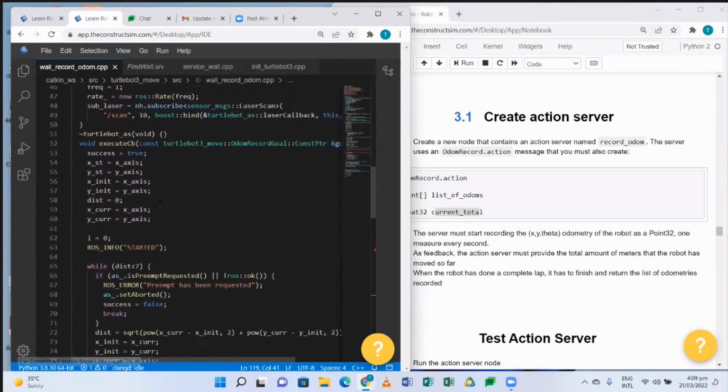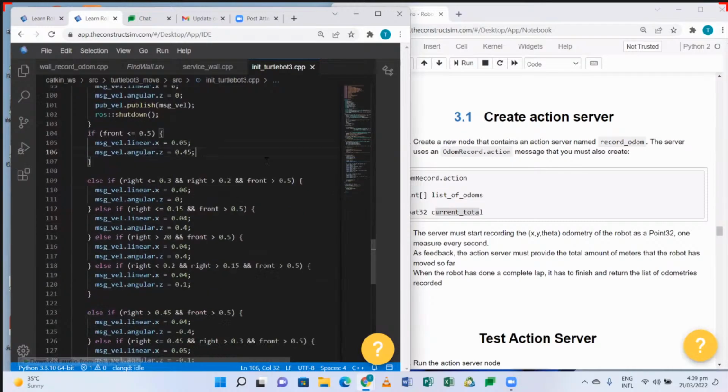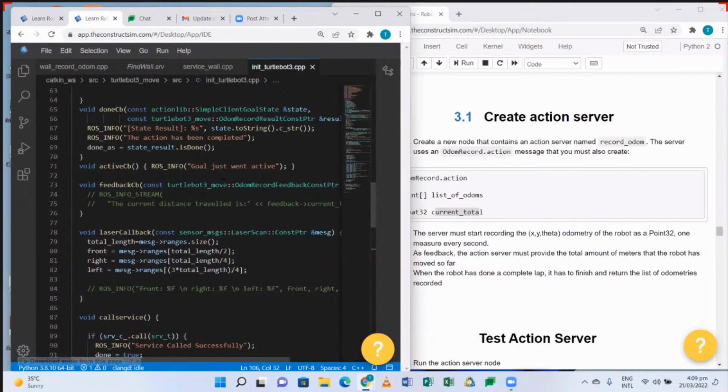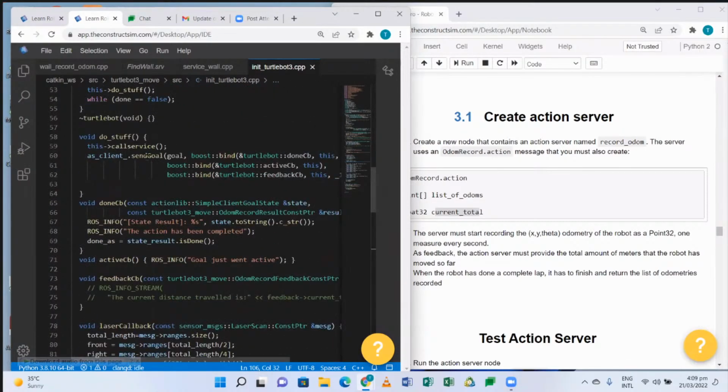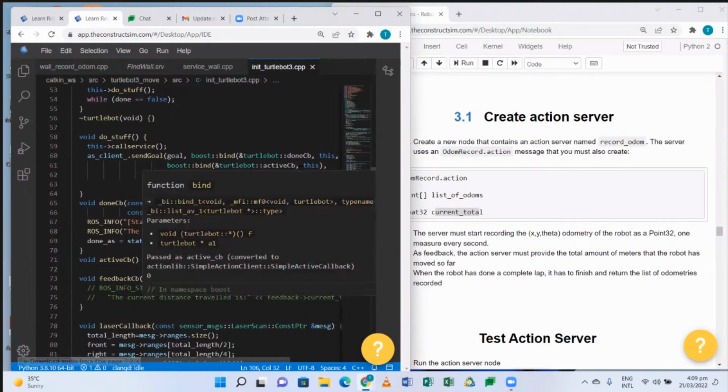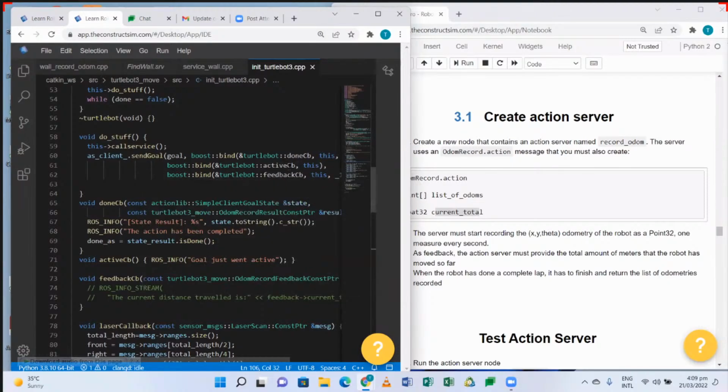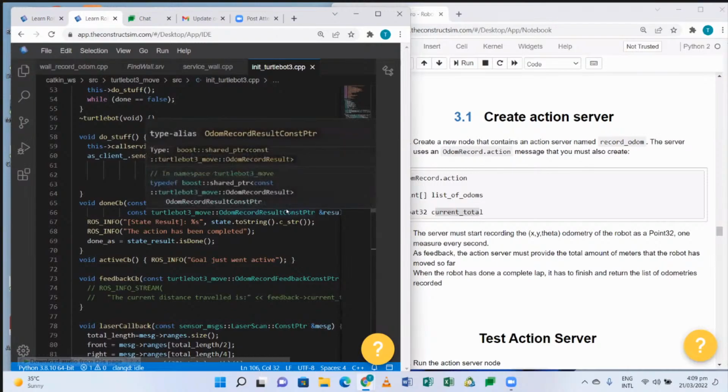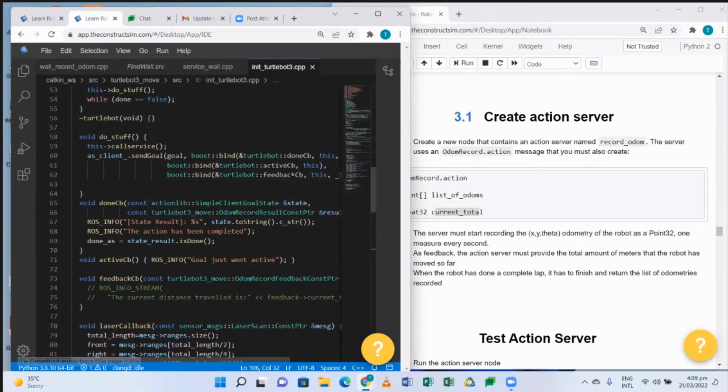So when the action server is called by the client over here, this do_stuff sends the goal. And here three functions are over here. done_cb is executed when the action server has been completed. And active, when the action server goes active, and the feedback is continuously running over here. So here is the client of the action server.